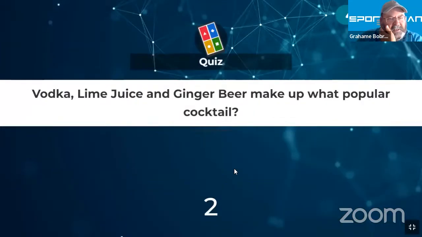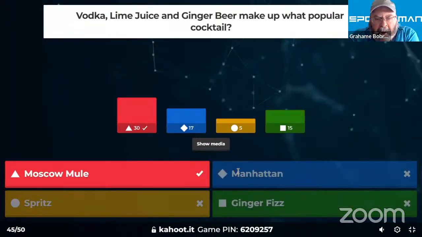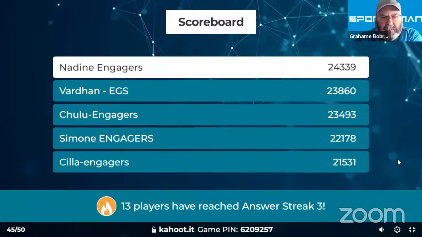Vodka, lime juice, and ginger beer make up what popular cocktail? The Moscow Mule, 30 of you getting it right. Some going Ginger Fizz, some going Manhattan. Let's see how it pans out on the board. Pretty much as we were. Engagers looking strong.